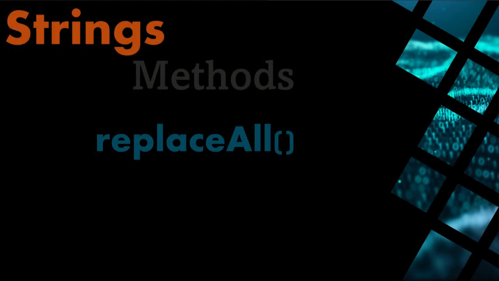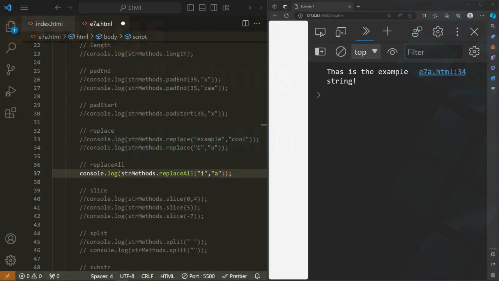Now we will look at replace all. Replace all, well, it does what it says. It will replace all instances of a string provided, instead of just the first one, as with just replace. So as an example, if we now try to replace all the i's with a's, it will actually work. So if we now go ahead and save this, it now says, thus is the example strong.